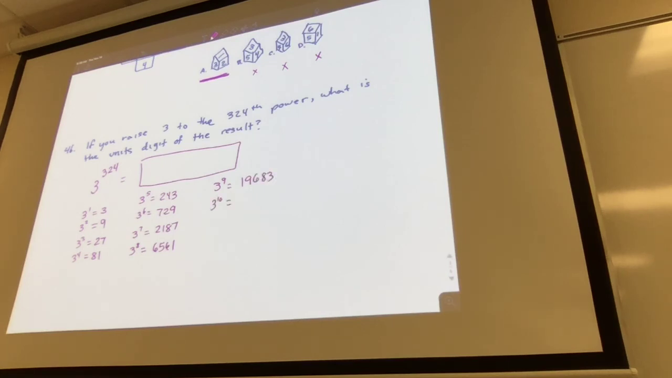3 to the 10 will be, 3 to the 11 and 3 to the 12. 3 to the 10 was 59,049. 122,147.